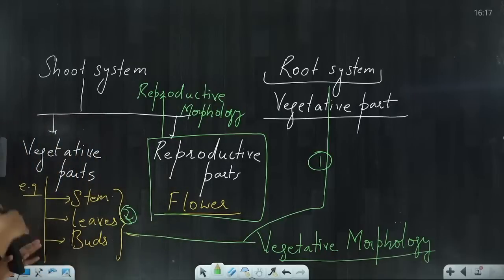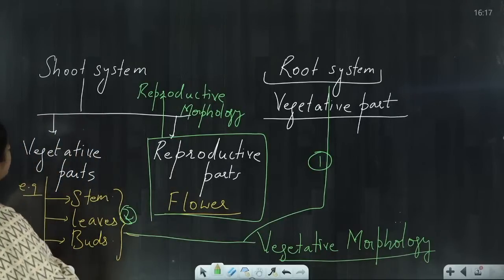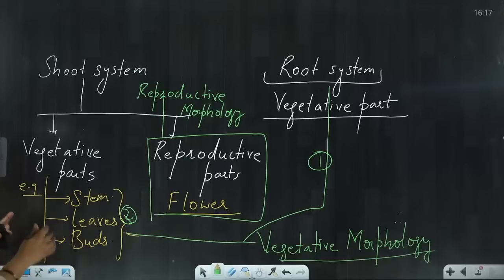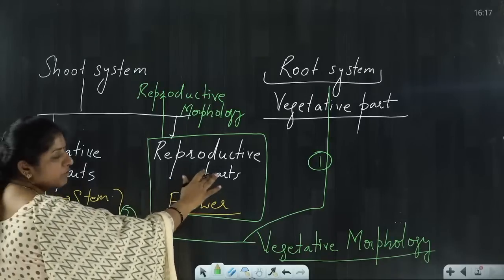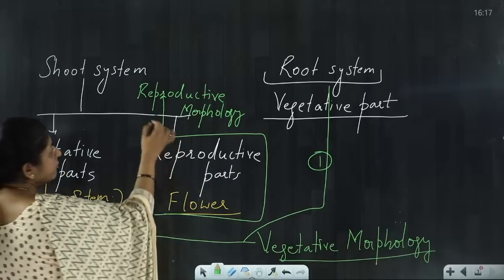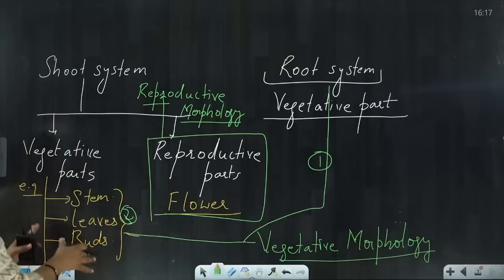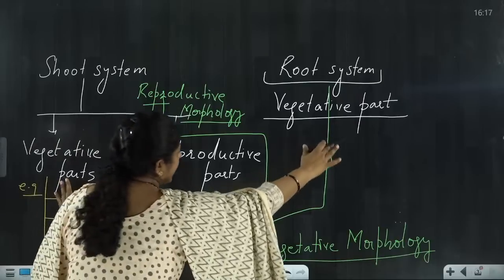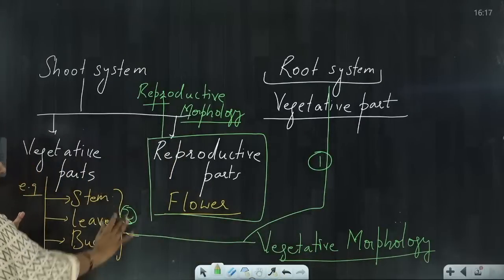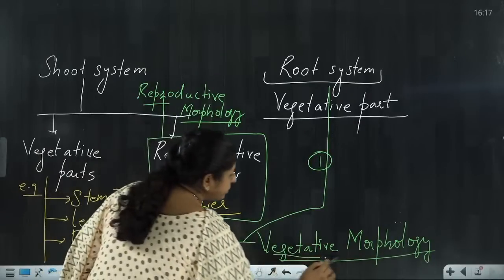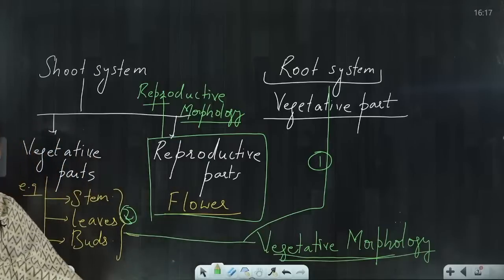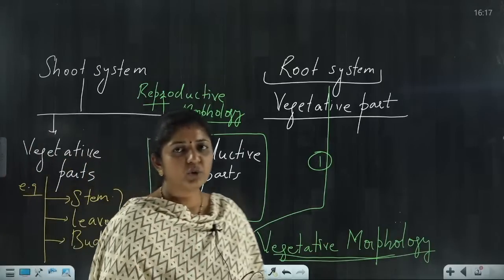Okay. Now I repeat the thing. In the shoot system we are discussing, both vegetative parts and reproductive parts are there. The reproductive parts we are learning about, you call reproductive morphology. But the shoot system and root system, these vegetative parts come under which morphology? Vegetative morphology, right? I hope it is clear to everyone.